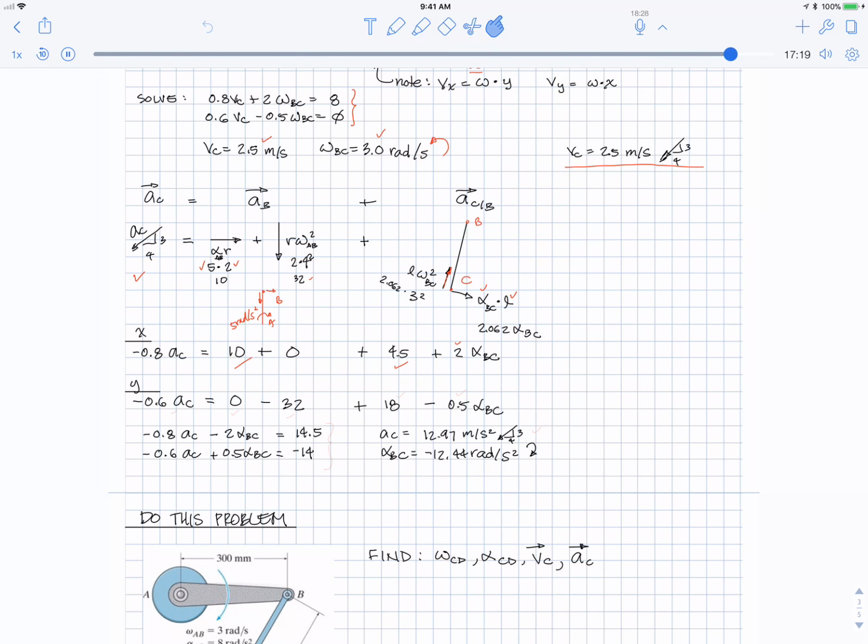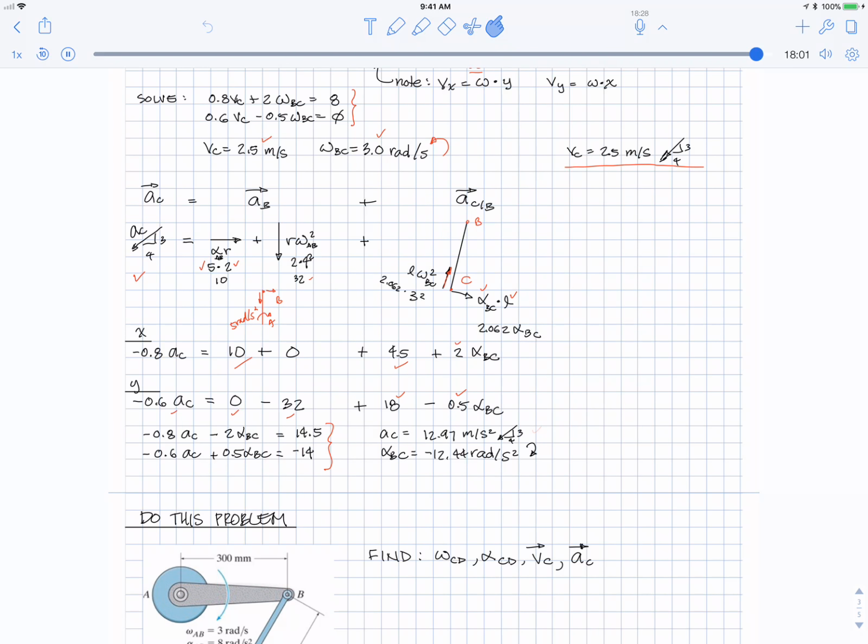Okay, so now taking the y components, the y component of AC is pointing downwards, and 3/5, so minus 0.6 AC. There is no y component to this alpha r, and r omega squared is pointing downward, 32, so minus 32. And if you take this 2.062 times 3 squared, and you take the y component of that, you get exactly 18 if you carry out all the digits. And if you take 2.062 alpha BC and you take the y component of that, it's pointing down and you get exactly minus 1/2.